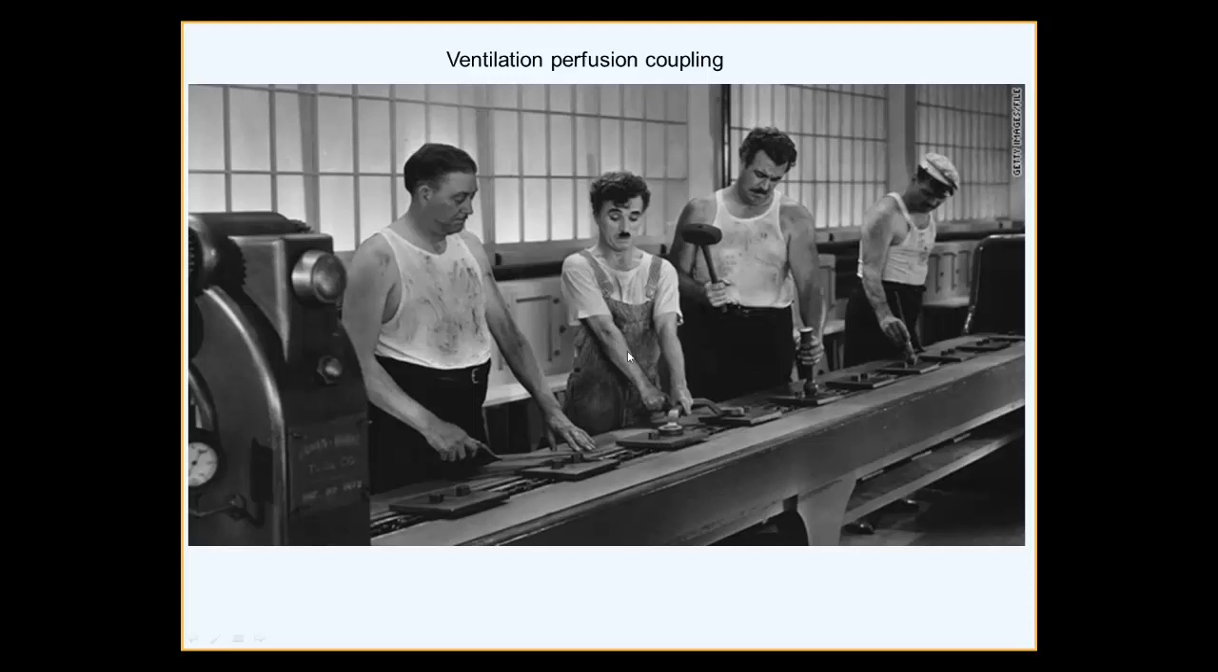So conversely, if the belt is going too slow, again, he or his manager will have the option. Do I speed up the belt, or do I tell him to slow down so now he doesn't have to tighten the bolts too hard? That's essentially what ventilation perfusion coupling is.